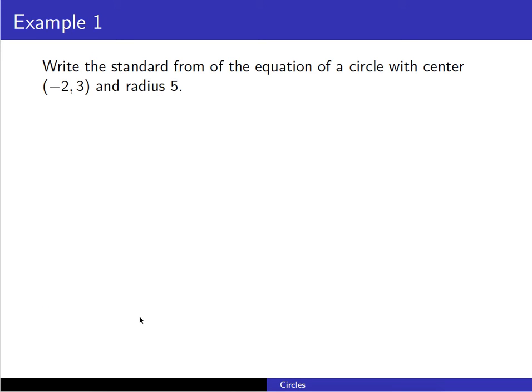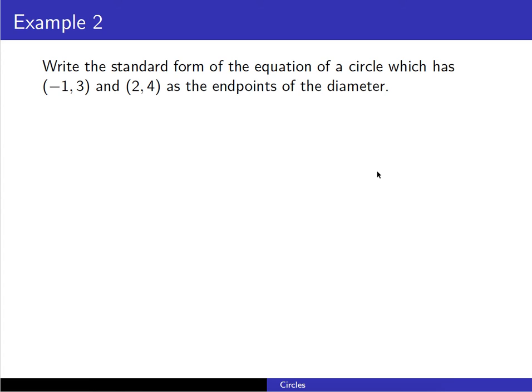So example 1, we're going to write the standard form of the equation of a circle with a center at -2, 3 and a radius of 5. Much like with parabolas, x minus h and y minus k, we have x minus -2 in parentheses squared and y minus 3 in parentheses squared equals 5 squared, and just cleaning up x minus -2 as x plus 2 squared plus y minus 3 squared equals 25.